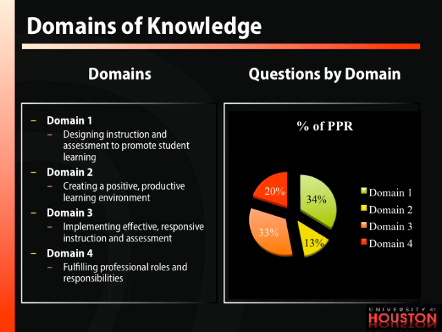The PPR exam tests your knowledge across 4 domains which encompass 13 competencies. However, as noted by the chart on the right, not all domains are treated equally. As you can see from the chart, domains 1 and 3 comprise almost 70% of the entire exam, and you only need a 70% to pass. That said, when studying, you should focus on the domains that are most important on the PPR.